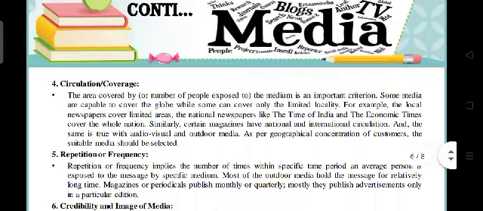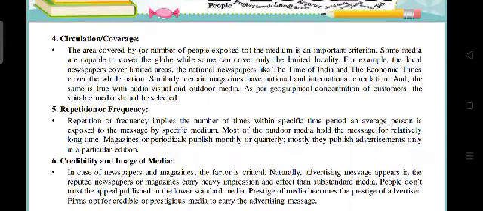Then the fourth one is circulation or coverage. Here circulation means in which locality you want to publish your news or advertisement, or disseminate the news. Because some media are capable of covering the globe, while some can cover only a limited locality. For example, the local newspaper covers limited areas, and national newspapers like the Times of India and the Economic Times cover the whole nation. Similarly, certain magazines have national and international circulation.